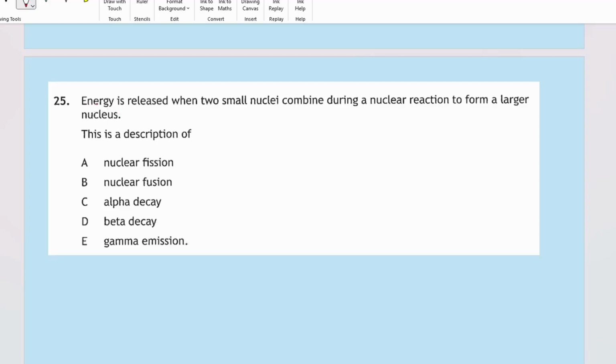Question 25 says, energy is released when two small nuclei combine during a nuclear reaction to form a larger nucleus. This is a description of. So you should know when two small nuclei combine or fuse together, it's called nuclear fusion. So the answer here is B.